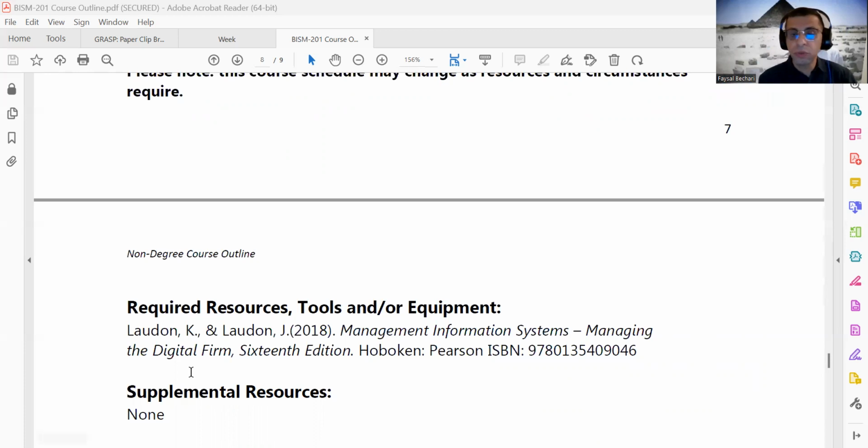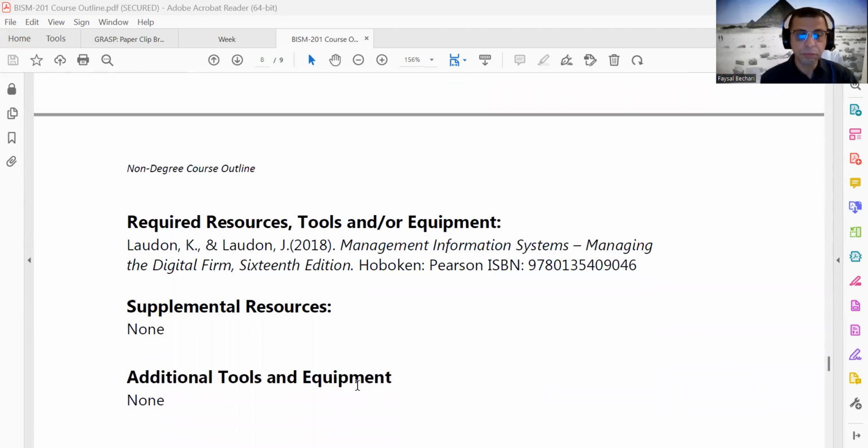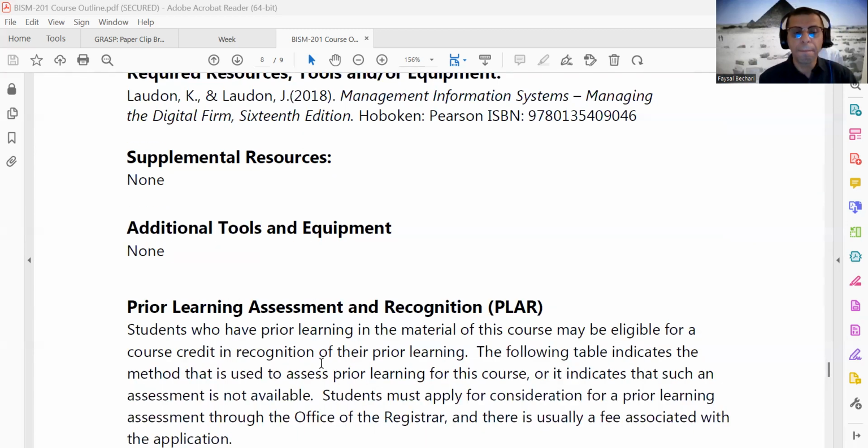We will be utilizing both the 6th edition and the 7th edition, although we will further explain why we will select one of them. Prior learning assessment: students who have prior learning in the material of this course may be eligible for a course credit in recognition of their prior learning.